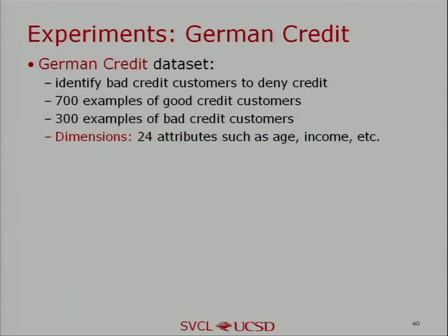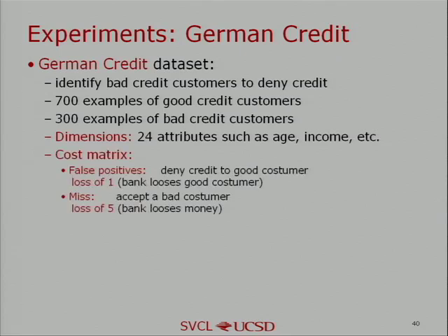We also did experiments on the German credit dataset, and here the goal is to identify bad credit customers to be denied credit by the bank. Each person gets 24 attributes, such as 24 features, such as the person's age and income. And we're trying to decide whether the bank should give this person credit or not.